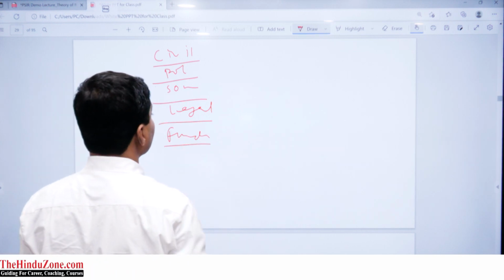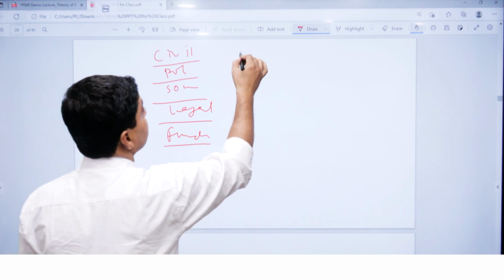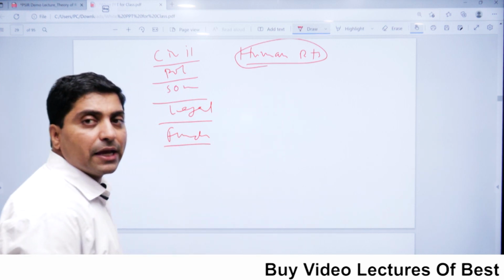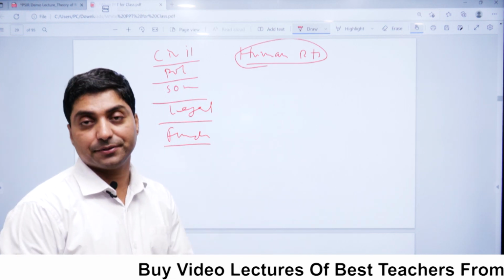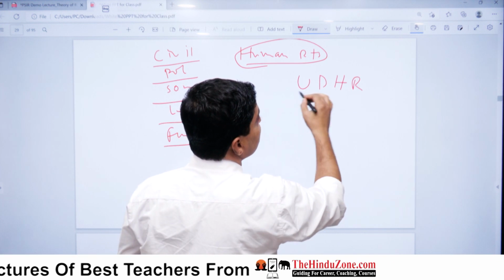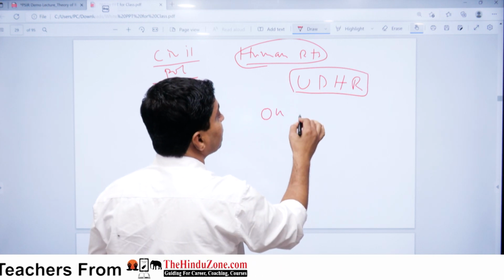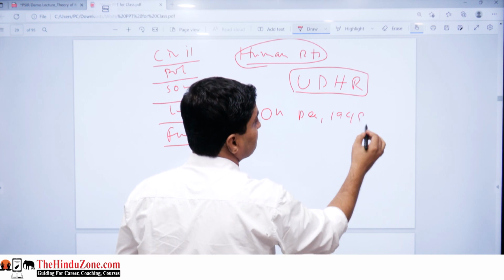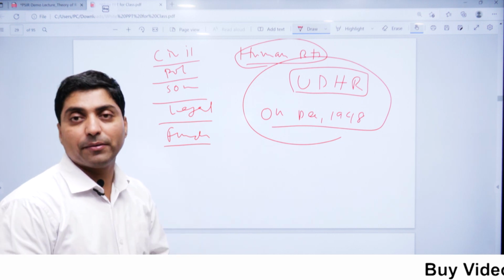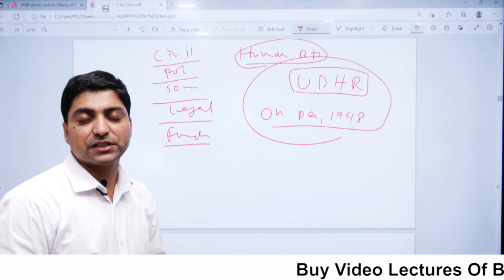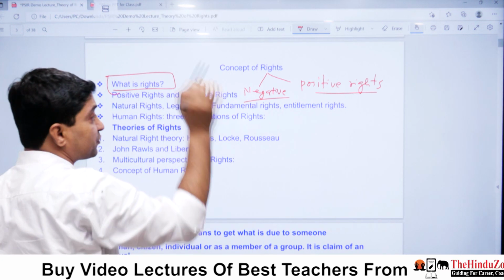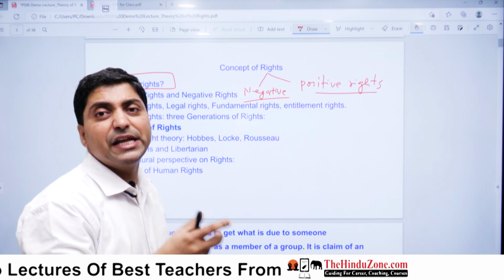Now we will talk about what are called human rights. Being human, a set of rights were declared through the Universal Declaration of Human Rights, UDHR, on December 10, 1948. These rights are called human rights. These rights are available to every person, irrespective of nationality, gender, caste, etc.